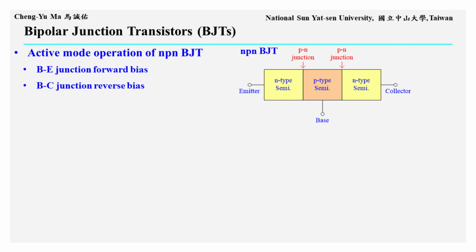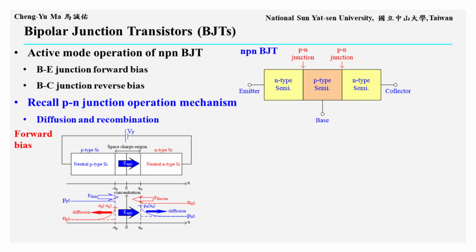Now let's discuss the normal active mode operation of an NPN BJT. As mentioned earlier, in active mode, the PN junction between the base and the emitter is forward biased, while the PN junction between the base and the collector is generally reverse biased. Before analyzing the BJT, let us briefly review a forward biased PN junction. As shown in the figure, majority carrier holes in the P-type semiconductor are injected into the N-type semiconductor by the electric field under forward bias. After injection, these holes diffuse and recombine with majority carrier electrons in the N-type region, so the excess carrier concentration gradually returns to the thermal equilibrium value with distance.